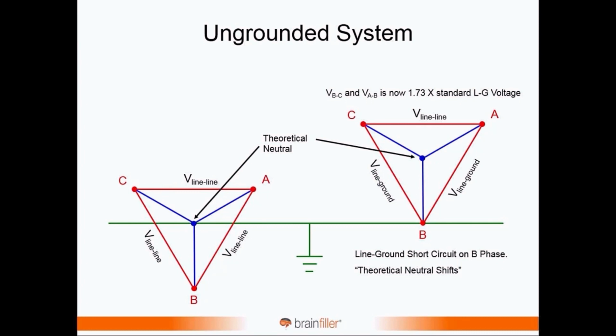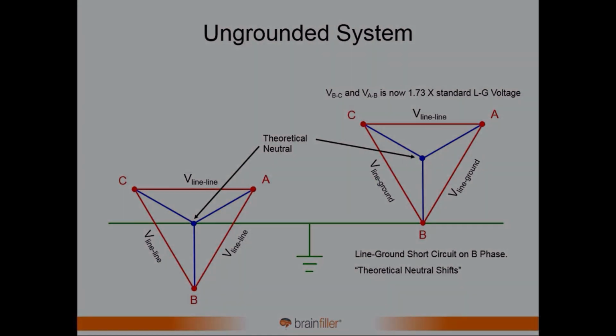And when the A and the C went up, you still have the full voltage from C to B and the full voltage from A to B. The problem is that the voltage from C to B and A to B, yes, it's the magnitude of the phase-to-phase, but it's connected phase to ground.